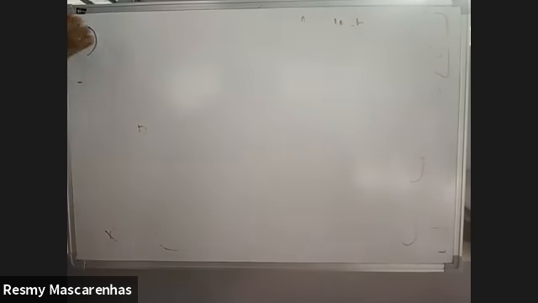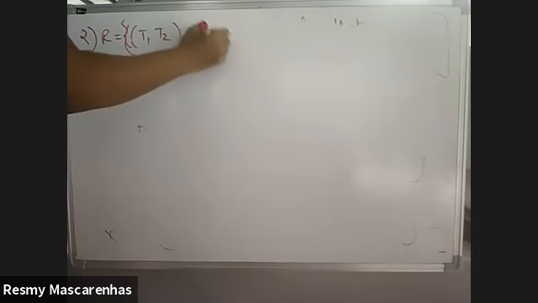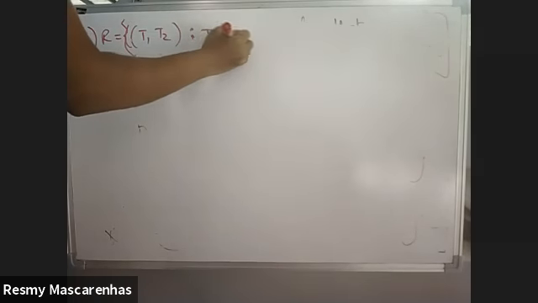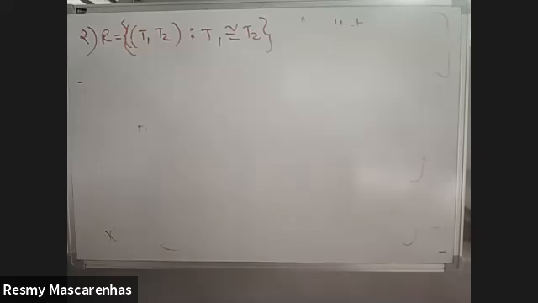Next, the second one is: let A be the set of all triangles in a plane and R be the relation on A defined by R is equal to T1 comma T2. Here we have to check the same way as we did for parallel. These are now triangles. We have to check whether they are congruent. Now congruent means all the sides are matching, with the angles and all.